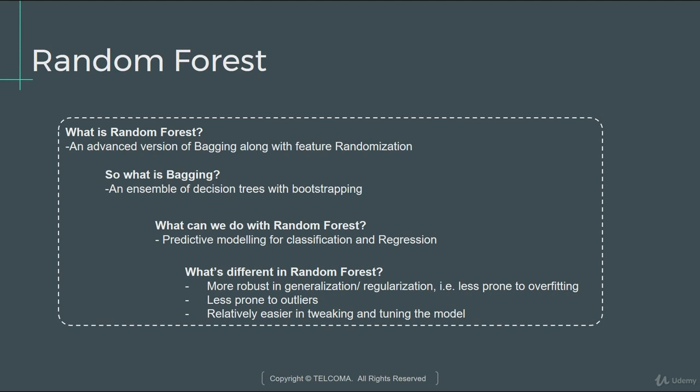So just as a recap, for random forests. Random forest is, as you know, an ensemble modeling technique. It is basically an advanced version of bagging where we have the next level of randomization introduced in feature selection. We can do prediction for classification use cases as well as regression use cases. And it's generally known to be more robust because it's less prone to outliers and you can easily tweak and tune the model. So that's random forest. Let's have a look at boosting, or XGBoost.